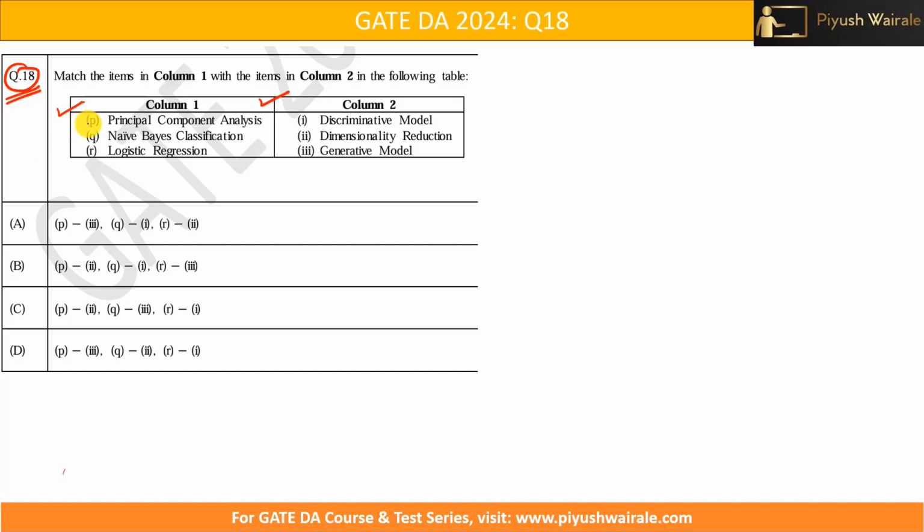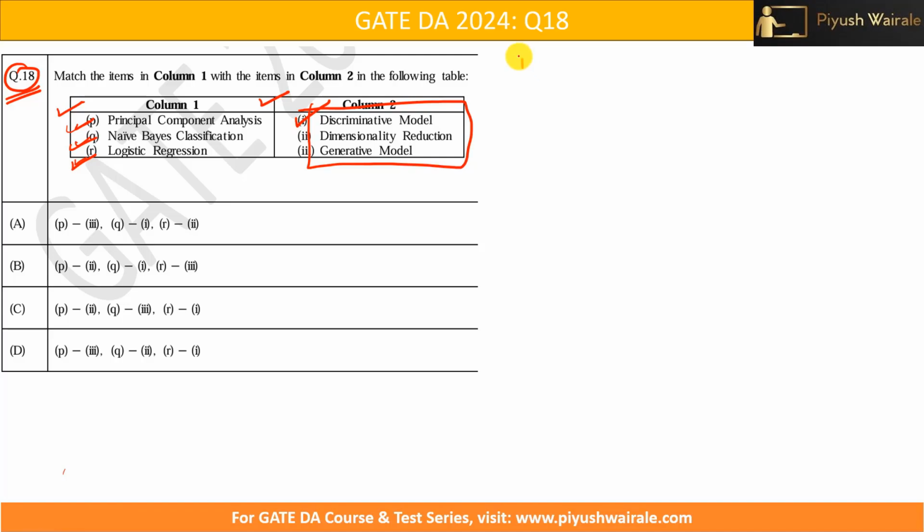But before that, we should know what PCA is, what Naive Bayes classification is, and what logistic regression is. But we should also know about the column 2 part. This is more important. If you understand it, then you can easily answer this. I hope everyone has gone through the notes I have provided or the lectures. If you understand what these three things are, you can easily solve this type of question.